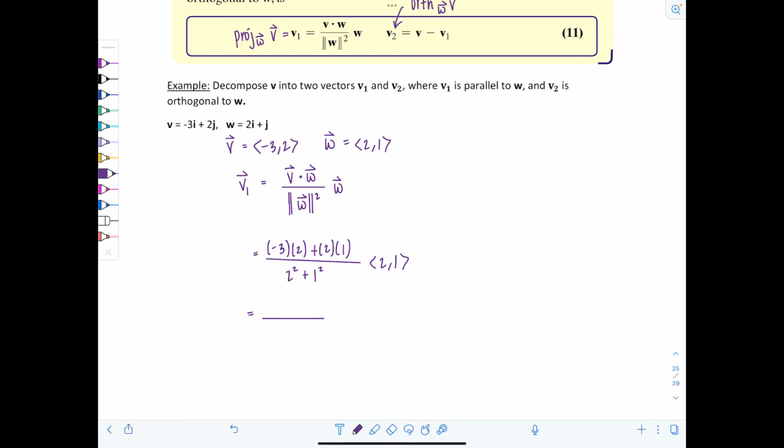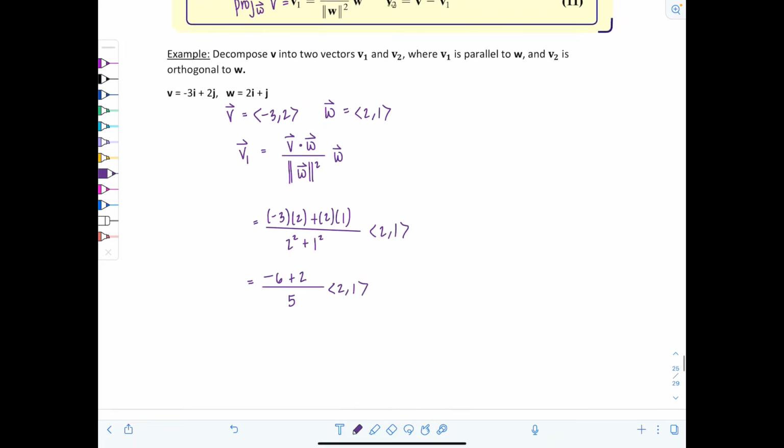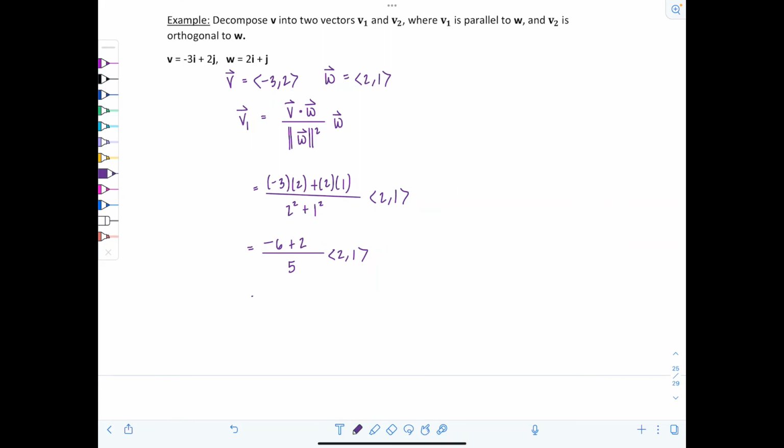So what do we have in the numerator? -3 times 2, that's -6, plus 2. In the denominator, we have a 5, times the vector 2, 1. -6 plus 2, that's going to be -4/5 times 2, 1. So what do we get? This is going to be -8/5 and -4/5. Beautiful.